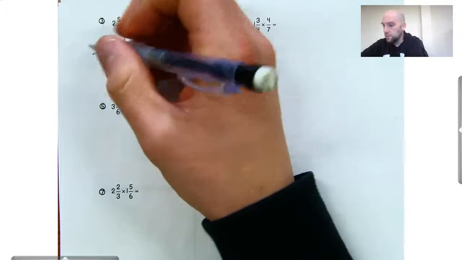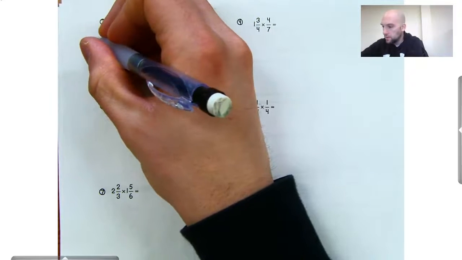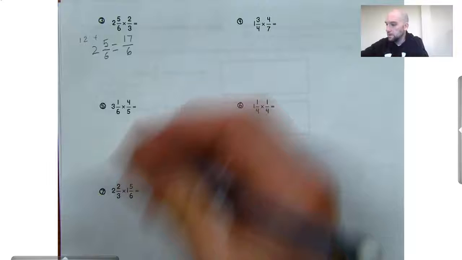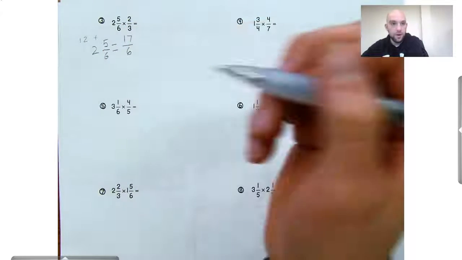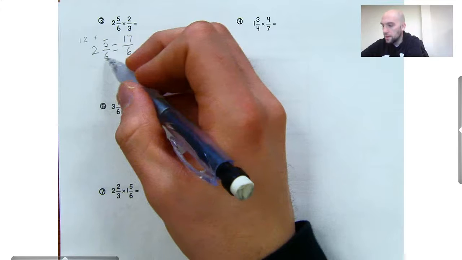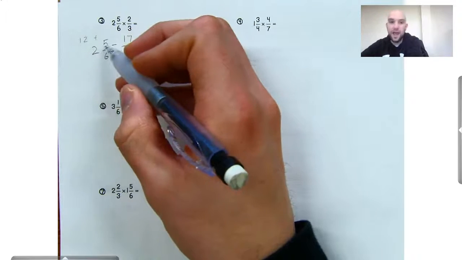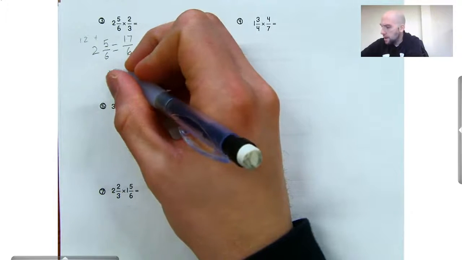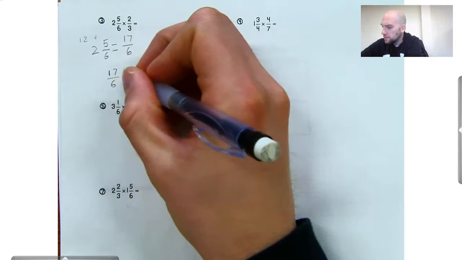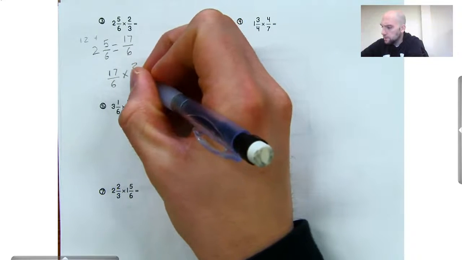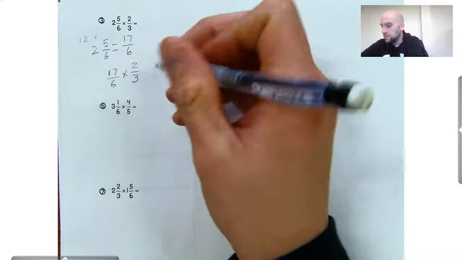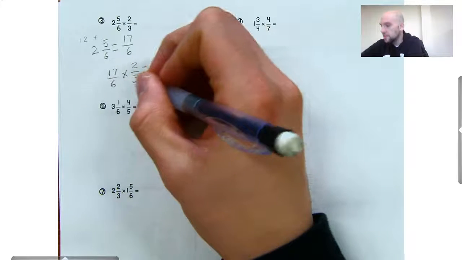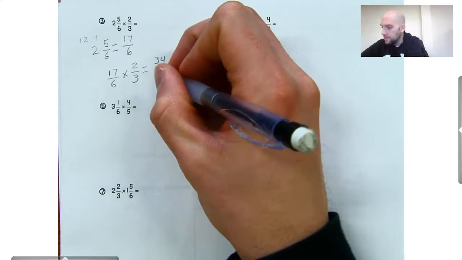Again, 6 times 2, this is 12. Sometimes I might just write this up here, 12, and then plus 5 will give me 17. If that helps you to write the product of 2 and 6 up here before you add to your numerator, you can certainly do that every time. And then I have 17 sixths times 2 thirds. 17 times 2 will give me 34. And 6 times 3 will give me 18.